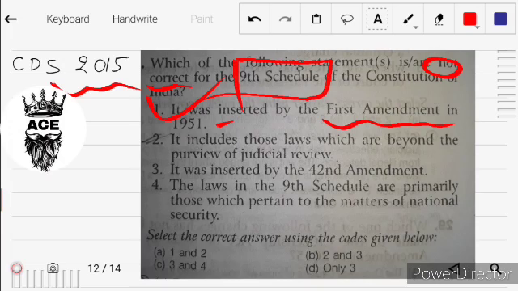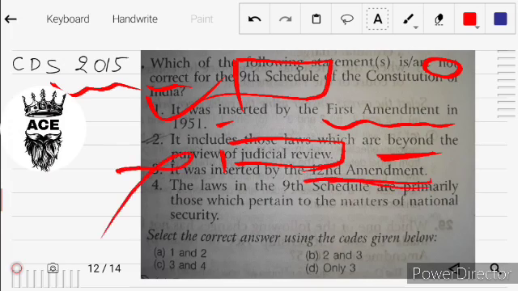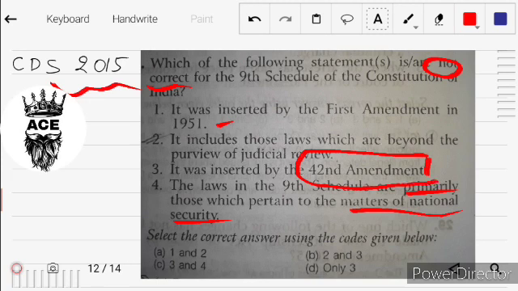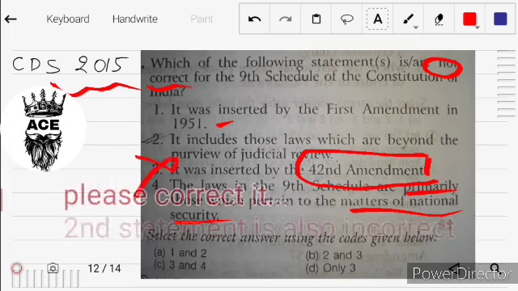It includes those laws which are beyond the purview of judicial review. Fine, it is correct. It was inserted by the 42nd amendment. Absolutely rubbish. And the laws in the ninth schedule are primarily those which pertain to matters of national security. It is also rubbish. But even if you don't know anything, you know that the 42nd amendment has not added a single schedule. So 3 is eliminated in any case.